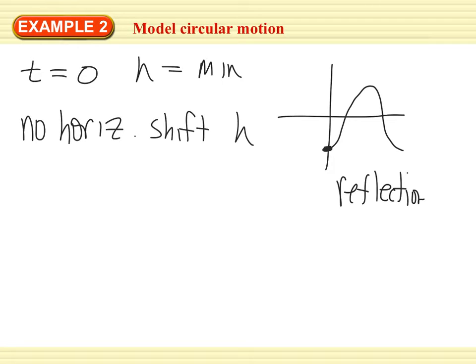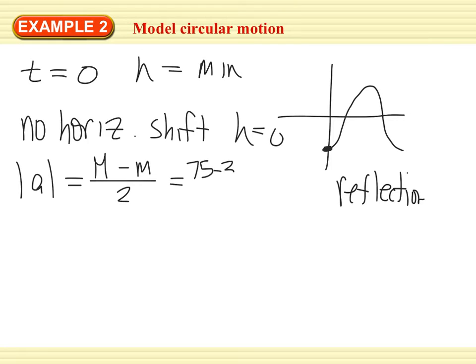So truly h equals 0. Next, let's find the amplitude. I'm going to do maximum minus minimum over 2. 75 minus 3 over 2 is 72 over 2, which is 36. The graph is a reflection, so my amplitude is going to be negative 36 because I'm starting at the minimum.